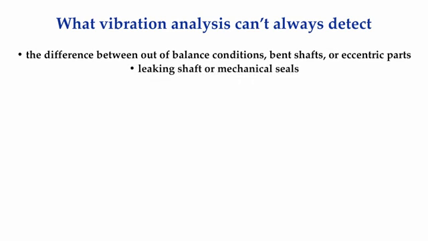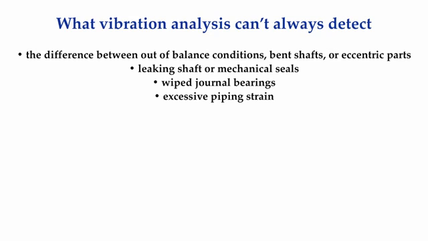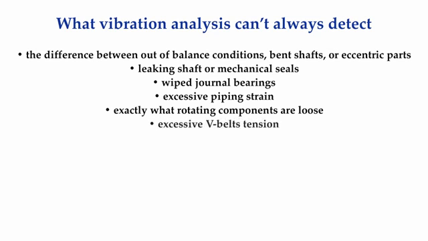Vibration analysis cannot detect leaking bearing seals or leaking mechanical seals, nor can it detect if a journal bearing has mildly wiped. It cannot detect excessive piping strain. It may be able to detect a looseness condition, but it may not be able to tell you what is loose. Vibration analysis cannot tell you if your belt tension is too tight. In some cases, if rolling element bearings have become excessively damaged, like when the balls fall out, vibration analysis is not going to be of much help.